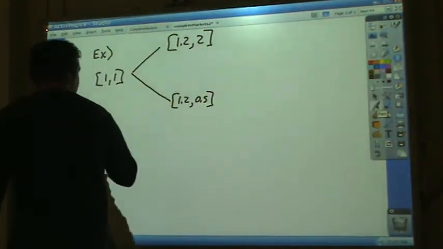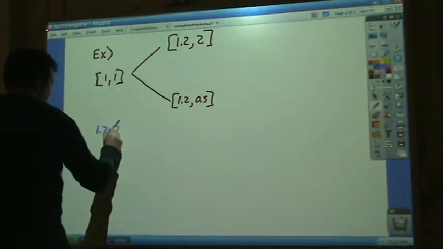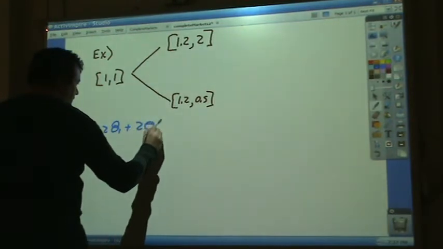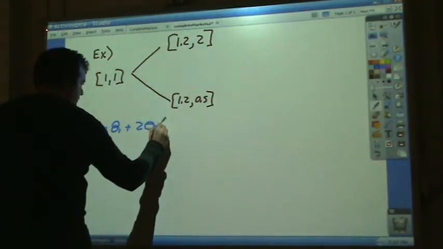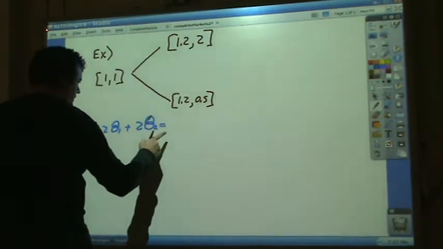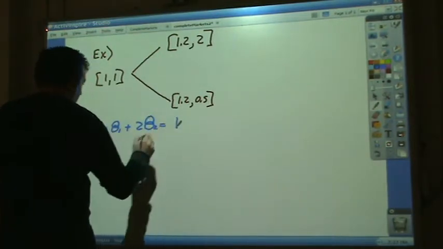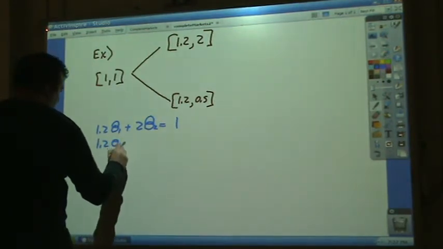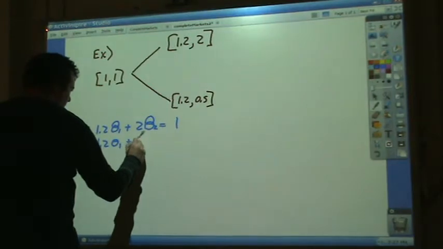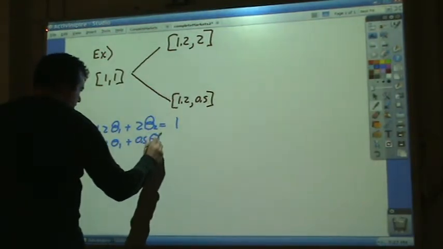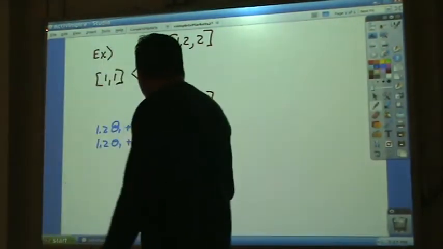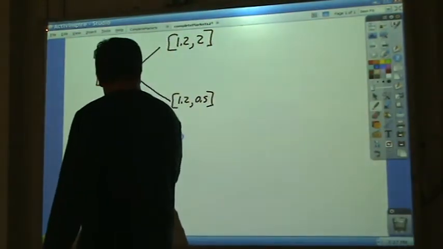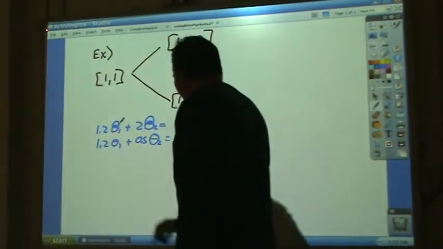We would have 1.2 theta 1 plus 2 theta 2 would equal $1, and 1.2 theta 1 plus a half theta 2 would equal 0. And then solve this linear algebra problem. Sorry about these. It's not writing what I'm writing.